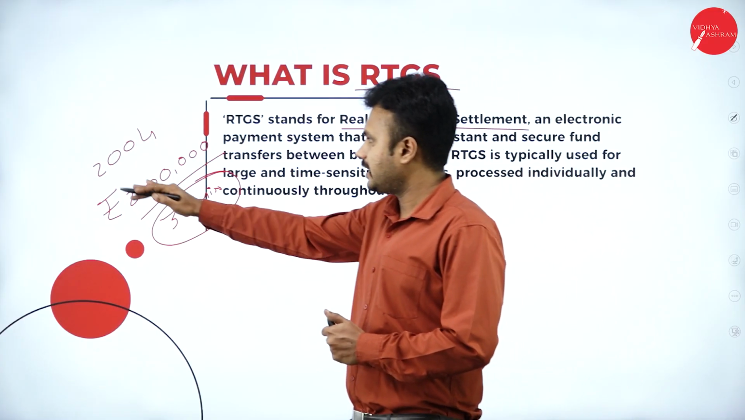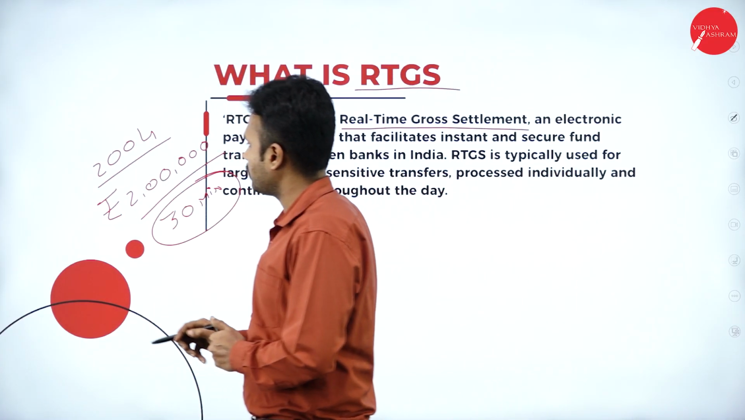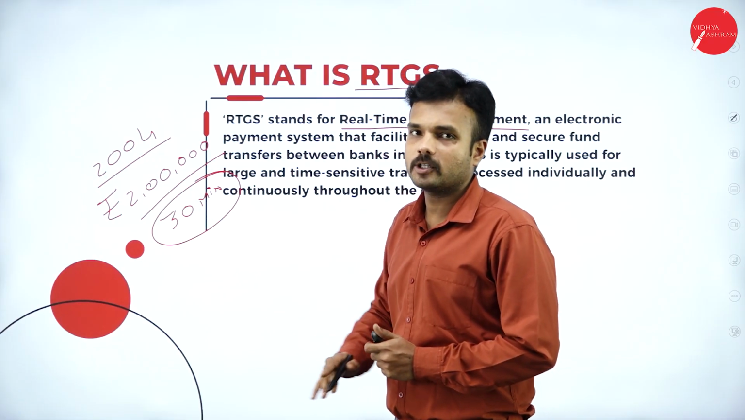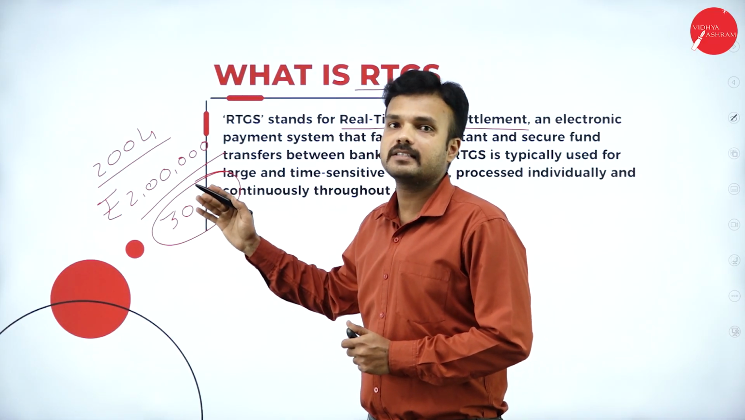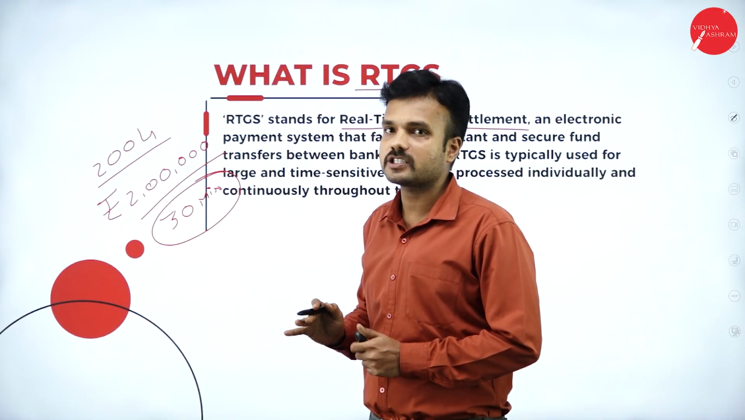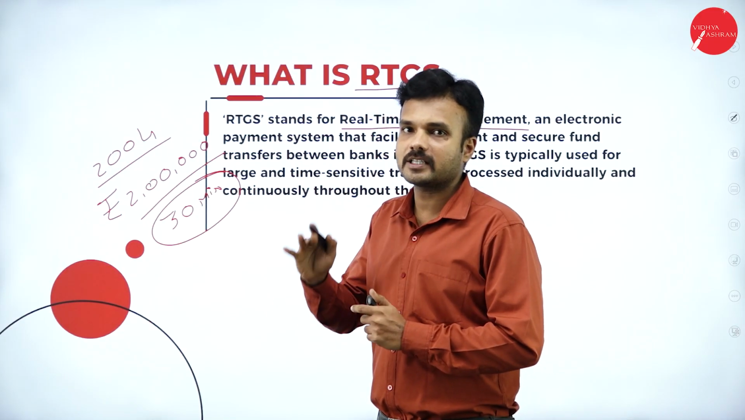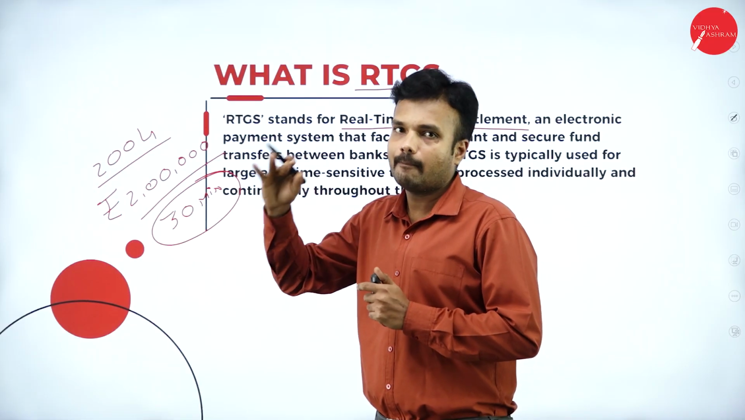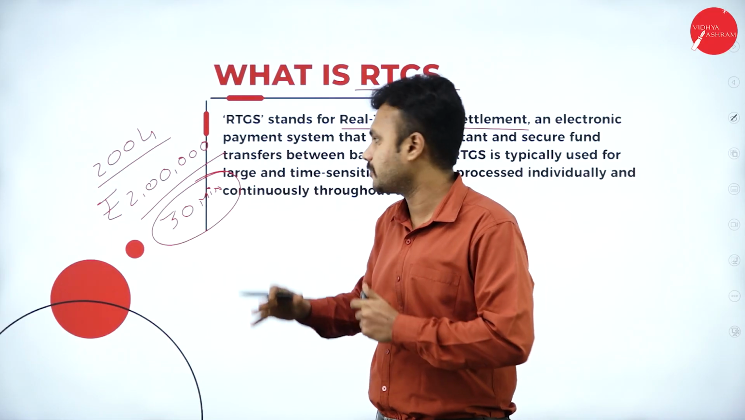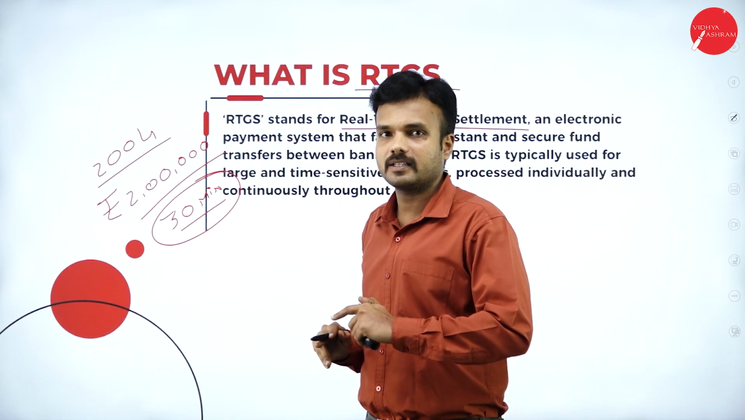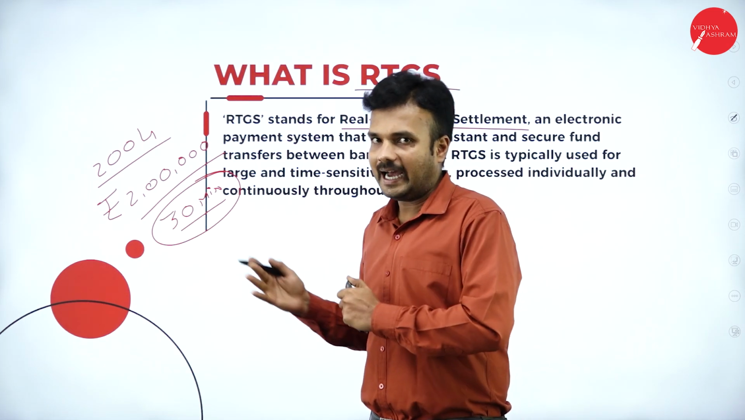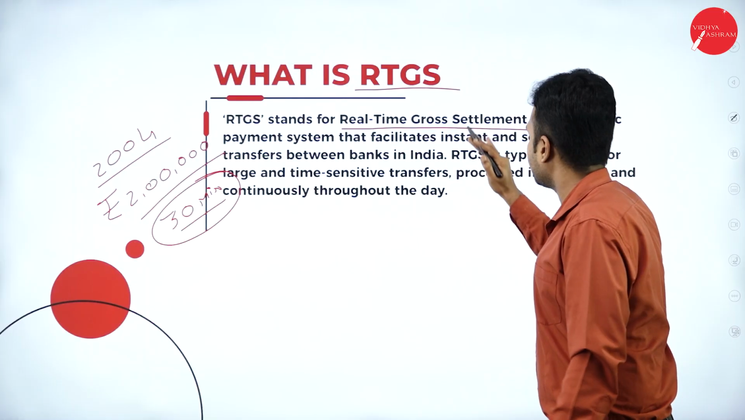I repeat, this RTGS was introduced in 2004. The minimum limit for an RTGS transaction is 2 lakh rupees, and there is no maximum limit for RTGS transactions. If there is a maximum limit, that must be fixed by a particular bank as per their standards. And in the same way, within 30 minutes it can transfer the amount from one account to another account. This RTGS is a real-time gross settlement.